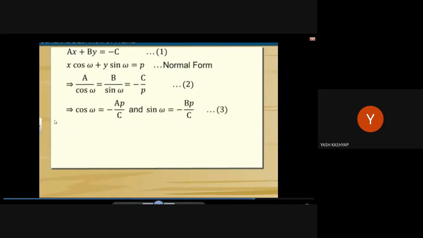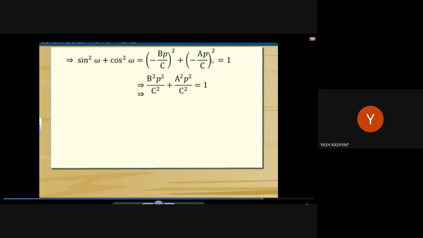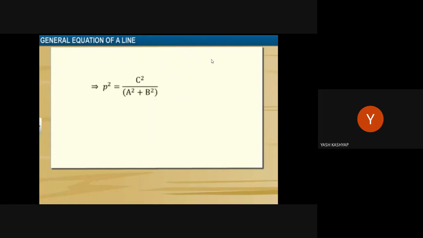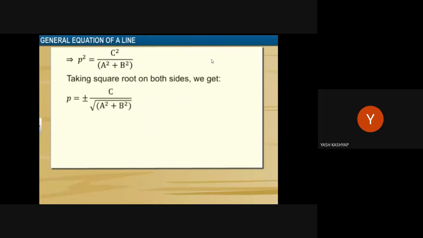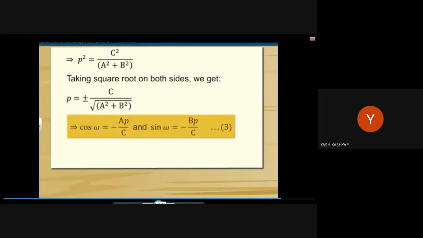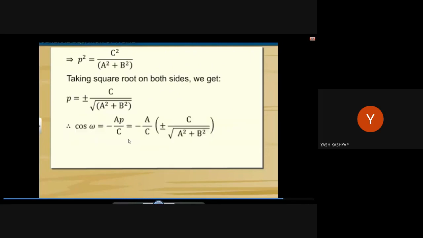Okay. So now here you can find out cos omega by using ap. P is already given to you because sin square omega plus cos square omega is equal to 1, you know that. So minus bp by c whole square plus minus ap by c whole square is equal to 1. On simplifying this, you are going to get p square in the brackets, a square plus b square by c square is equal to 1. Or you can write it as p square as c square by a square plus b square. So taking the square root on both sides, we get the p value, plus or minus c by under root of a square plus b square. So cos omega you can get as minus ap by c.